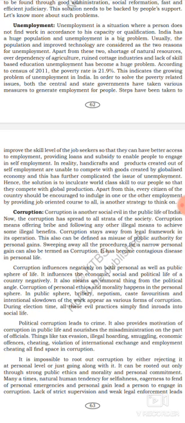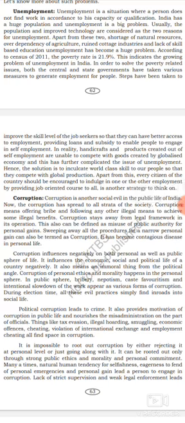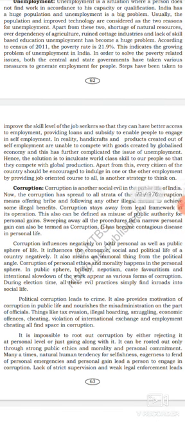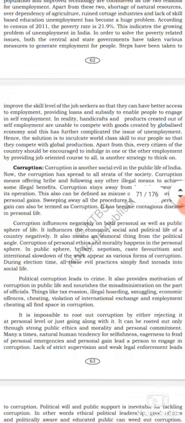It has become a contagious disease in personal life. Corruption is one kind of disease in our society, in personal life. Is it? We need to sweep away this corruption. Corruption influences negatively both the personal as well as the public sphere of life. It influences the economic, social, and political life of a country negatively. It also means an immoral thing from the political angle.